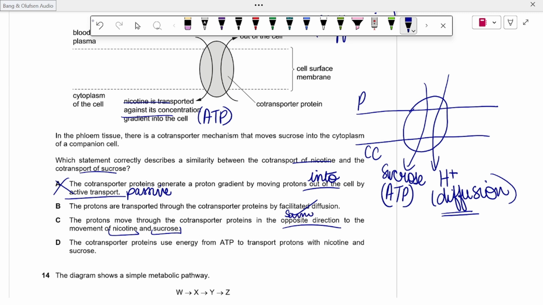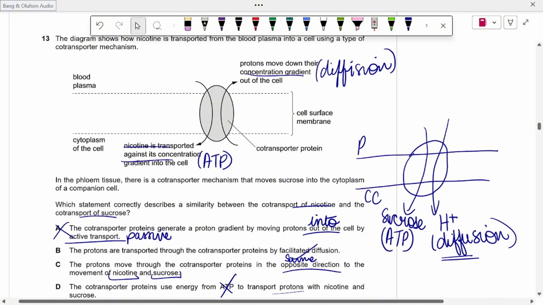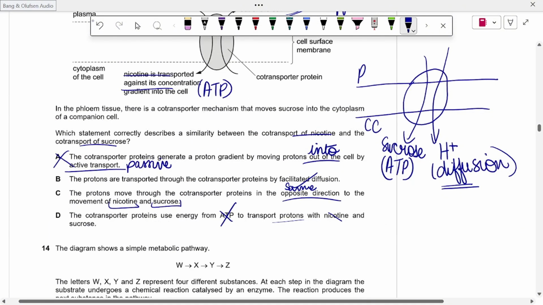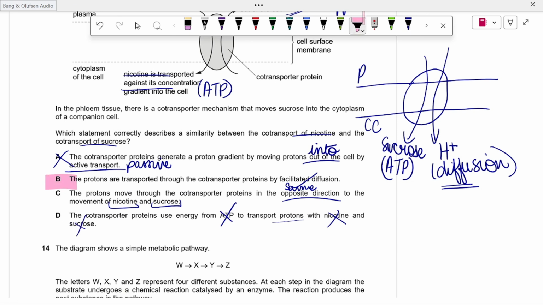Same होना चाहिए था. The co-transport protein uses energy from ATP to transport protons. Your protons are transported passively, so there's no need for ATP. With nicotine and sucrose, this is wrong. यहाँ पर भी diffusion हो रही है. So again, nicotine वाला point भी wrong है, sucrose वाला point भी wrong है. Correct option is B only.